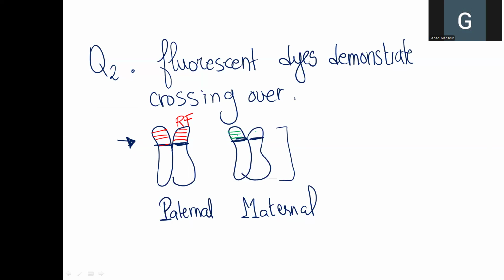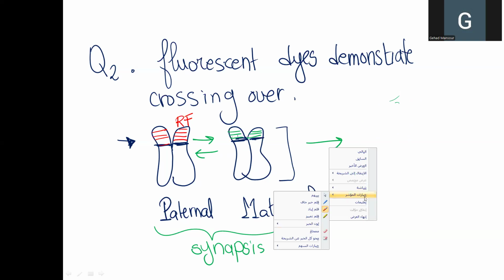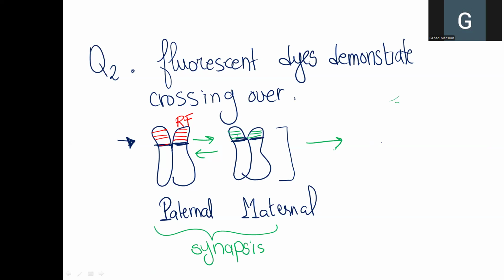So if crossing over occurs between these two homologous chromosomes, of course, they should first form a synapsis, as you know, and tetrad formation, and then there will be crossing over. So if crossing over occurs, then you will find the next step of the diagram like this. Even if the sheet is not color printed, we will be writing to you that here we have the red fluorescent dye and here we have the green fluorescent dye.